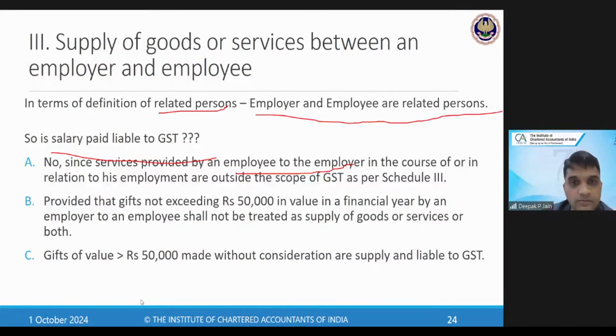Sir, I can't understand point A. Sir, in this, do income tax and GST both apply, or GST applies, sir? Hello? Yes, in this both can apply, but I'm saying you have to understand the logic.